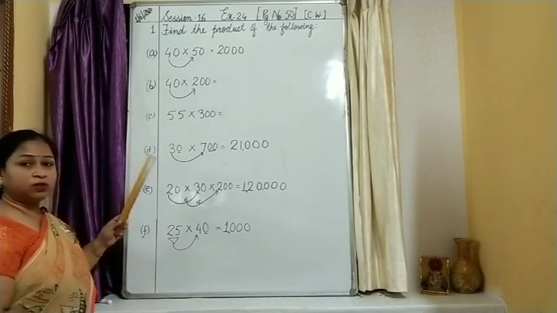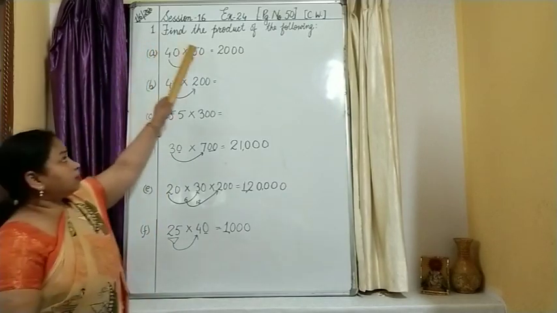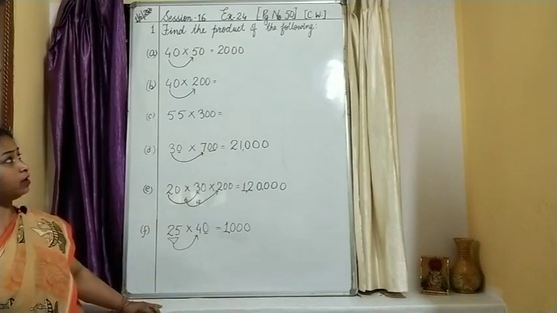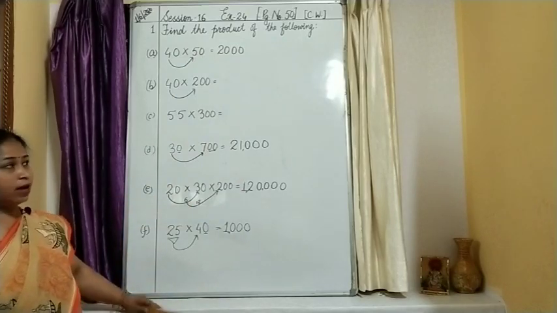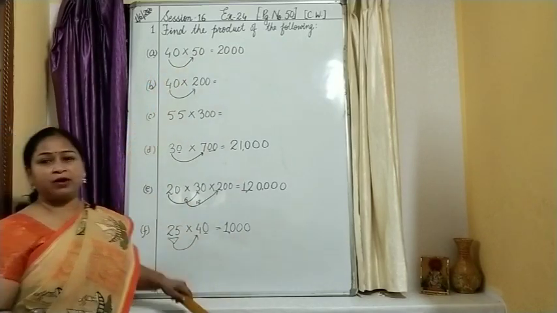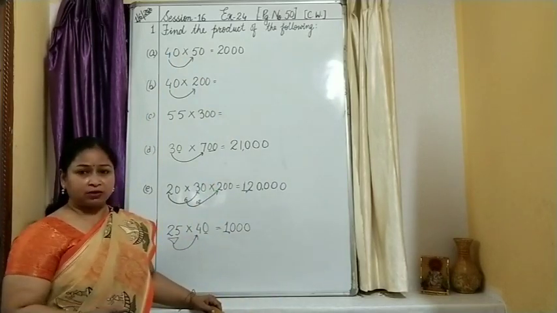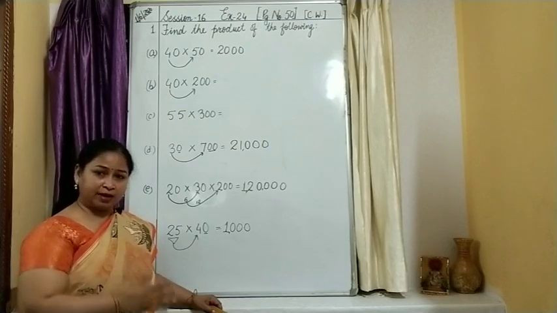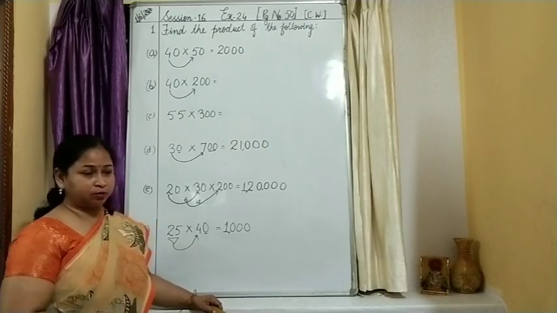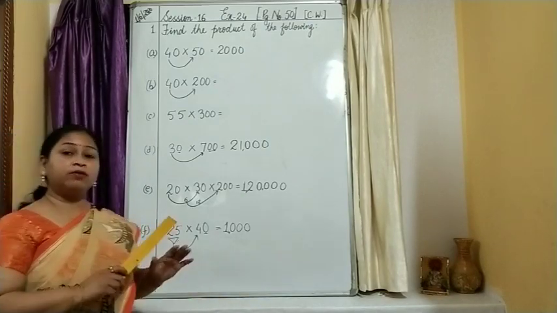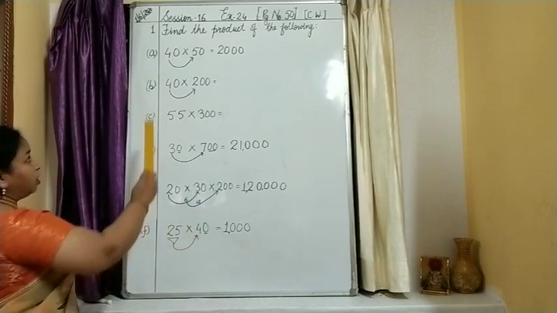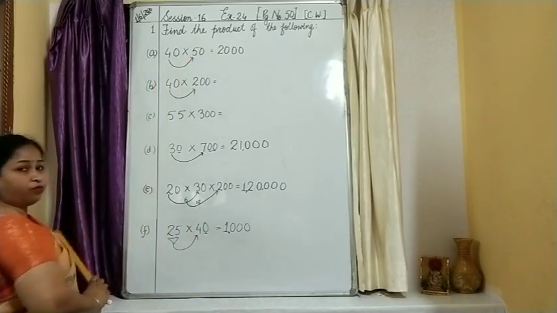The first question which is given is: find the product of the following. As you can see, I have put some arrows and the answer is written, and somewhere I have not written the answer. Just wait and listen carefully. I will be explaining the steps. Let us do it in a very simple manner. 40 multiplied by 50.